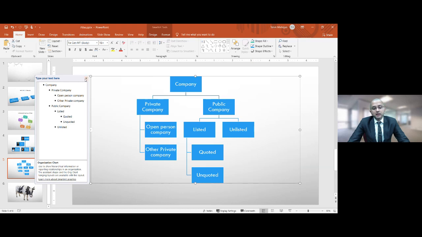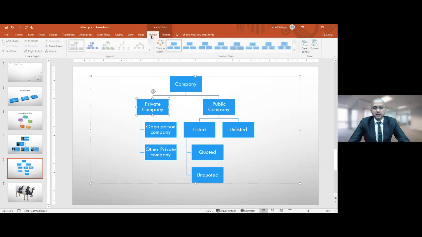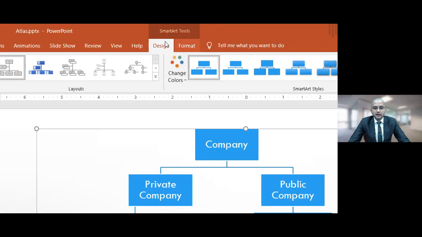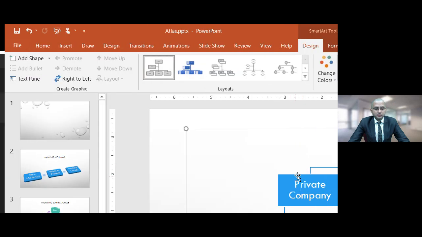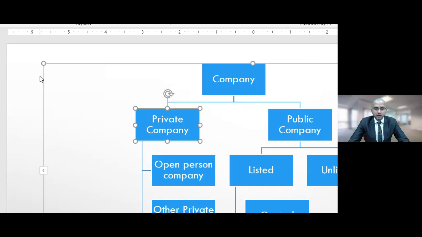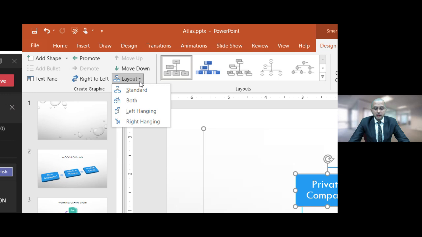And after making this, suppose I click on this private company, I go to the Design tab. And in Design, I have this layout option. See, once I'm inside the hierarchy chart, I have these two extra menu options, Design and Format. So I click on Design. And suppose I click on private company. And then I have this layout option. I click on the layout option.